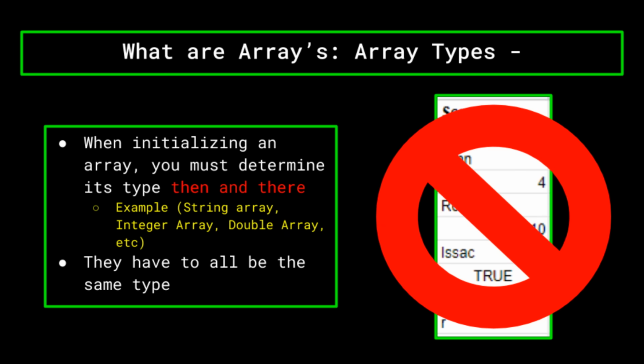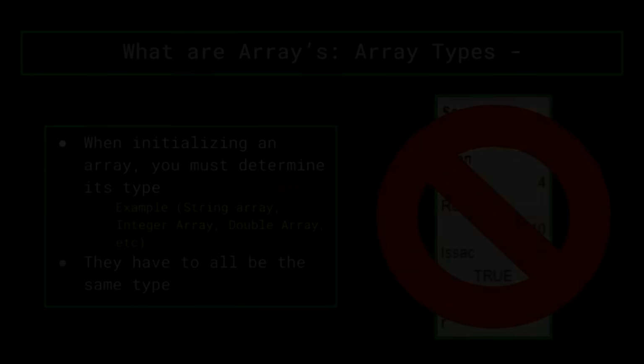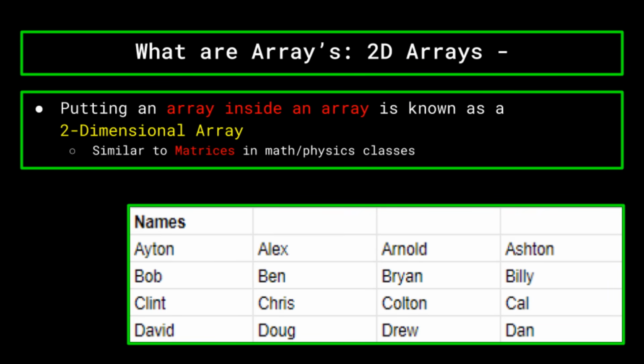They all have to be the same type. Now, the last thing we're going to cover on arrays is a little funky, and that is the practice of putting arrays inside of arrays. If you make an array of arrays, it is referred to as a 2D or two-dimensional array.